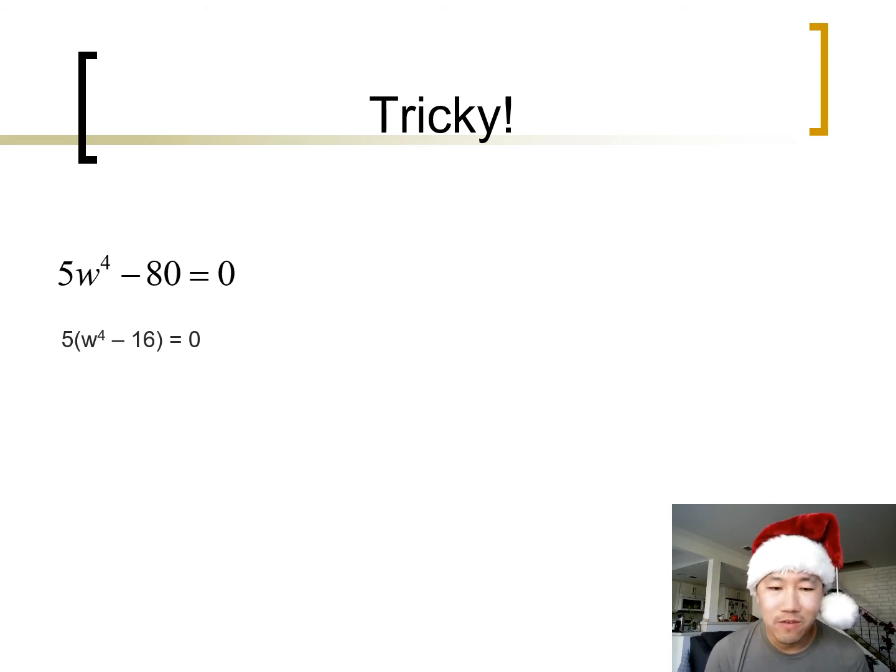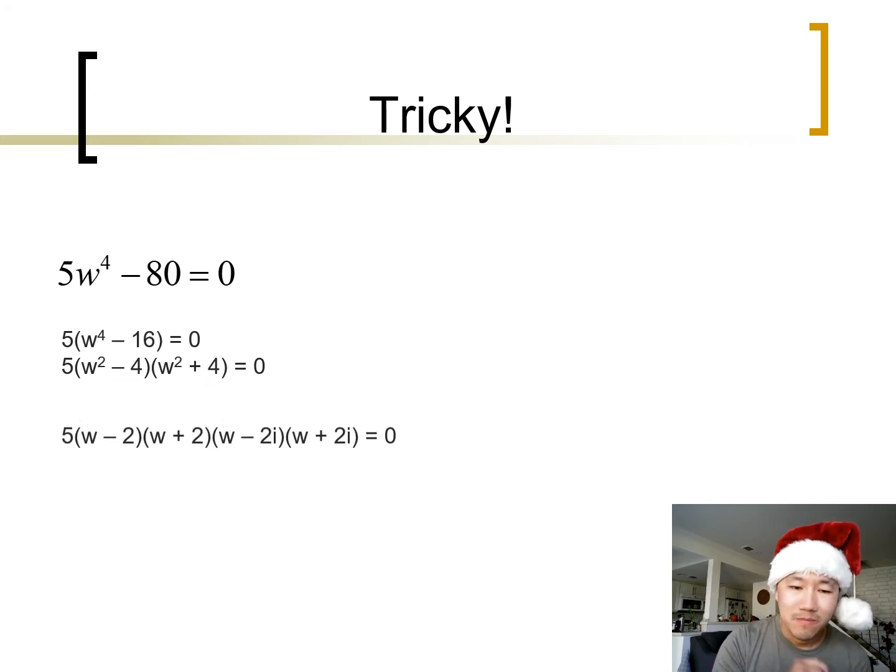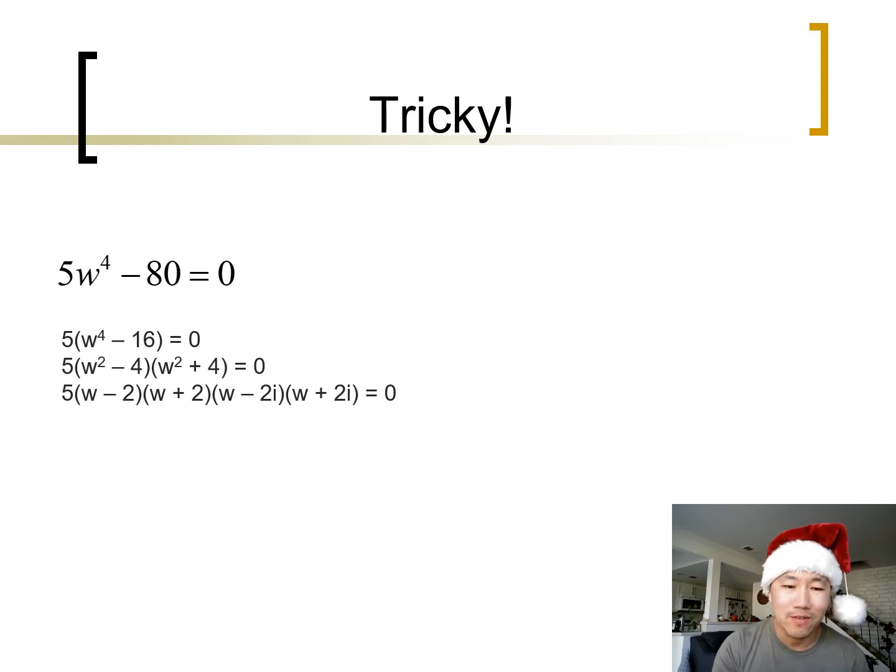The w to the 4th minus 16 can be factored. There it is: w squared minus 4 and w squared plus 4. They were perfect squares, the difference of perfect squares. And it looks like these also can be factored out because they're also the sum and difference of perfect squares. So that's how you factor them out.